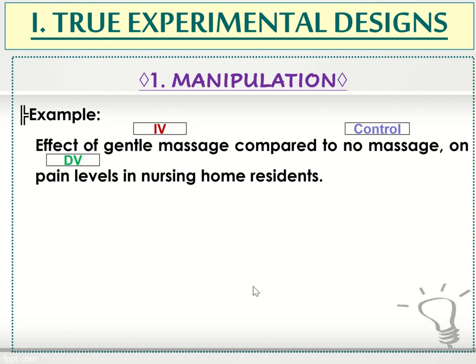So, in this example, we met the first criterion of a true experiment by varying massage receipt, the independent variable. So we manipulated here the IV by giving the intervention, the gentle massage, to one group of respondents and withholding it, yung no massage, to another group. So that is for the first criterion, the manipulation.